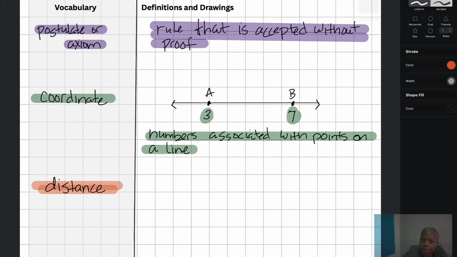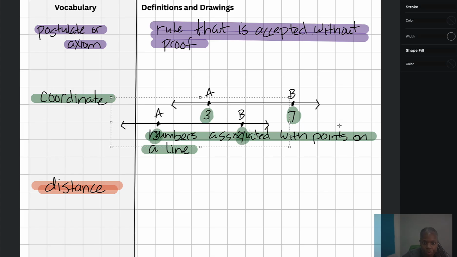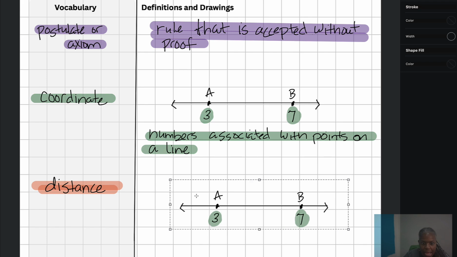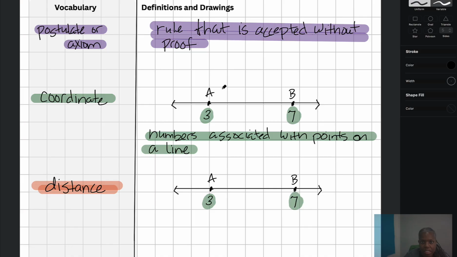So our next word is distance. The distance is really the space between, or the length of the space between. So I'm going to copy this and paste it over here. And let's talk about distance in reference to this picture. So the distance between, in this case, is going to be the numerical value that I would use to associate with how far apart these 2 points are.